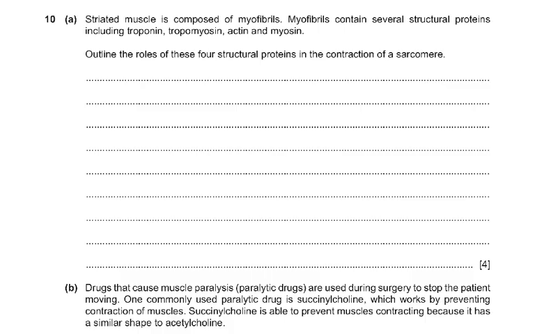And now we're coming to the last question, question 10a. Striated muscle is composed of myofibrils. Myofibrils contain several structural proteins, including troponin, tropomyosin, actin, and myosin. Outline the roles of these four structural proteins in the contraction of a sarcomere.